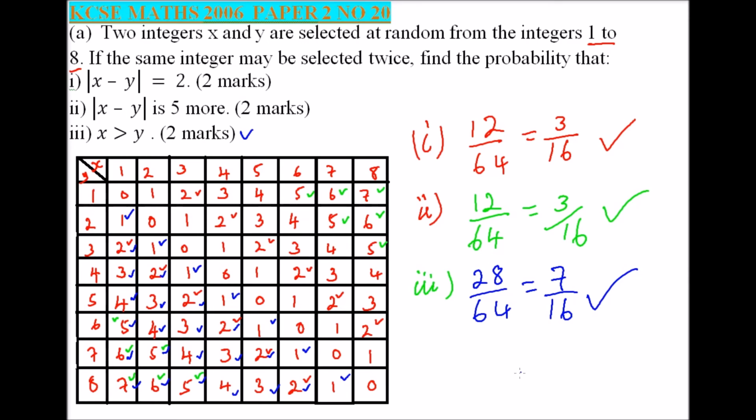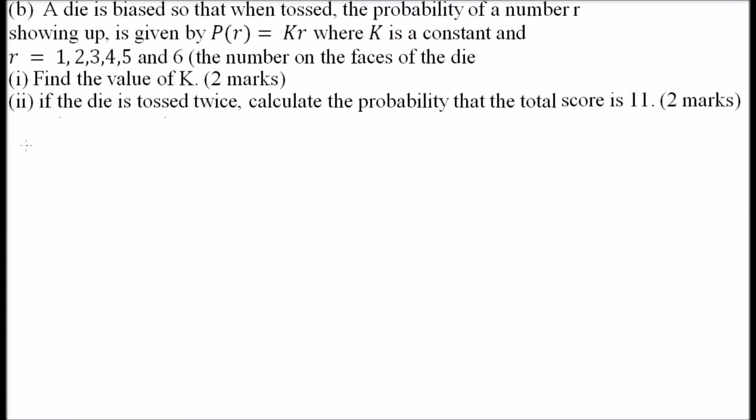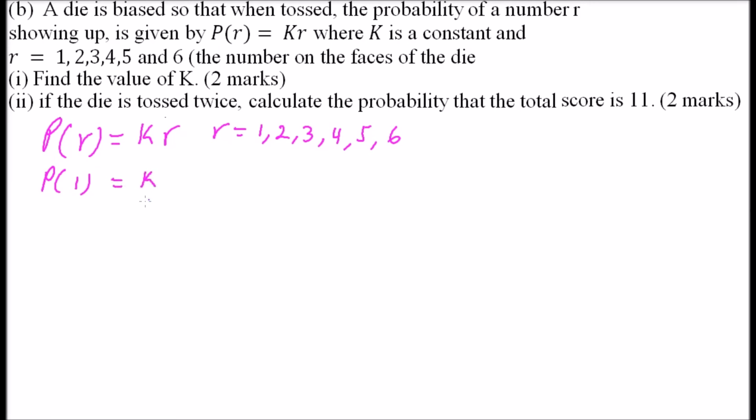So from there, we now go to the second part of the question. I hope you have followed what we have done. So part B, we are given that the probability of a number showing up is given by P(R) equals KR. And here we have been given R is equal to 1, 2, 3, 4, 5, and 6. And therefore the probability of getting 1 is equal to 1 times K, which is K.